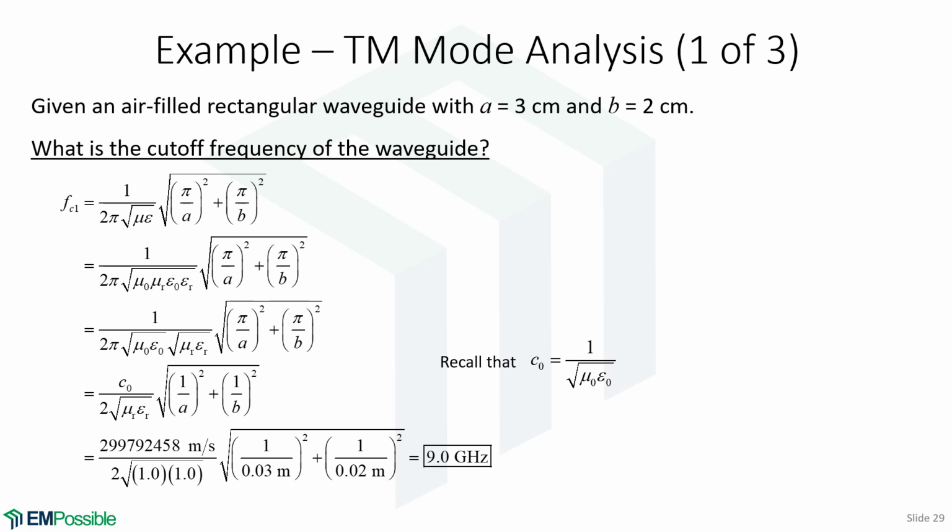Well, we know that's when M and N are 1, so we plug in all our numbers, we get an answer of 9 gigahertz. And I'll remind you again, this is really just the cutoff frequency of the TM modes. The overall absolute cutoff frequency of the waveguide, we'd have to also consider the TE modes. But we're just looking at the TM modes right now. And the TM11, which is the lowest order mode, has a cutoff of 9 gigahertz. So as far as TM modes are concerned, below 9 gigahertz, this is a useless waveguide.